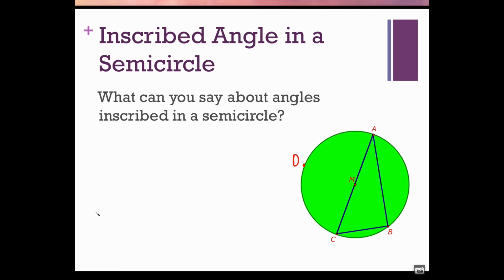Let's review. You've told me that B is on the circle. You've told me that arc ADC is 180 degrees. So what you haven't told me yet is what's the relationship between the angle and the arc when the vertex is on the circle? Which is what we've been doing in this whole slideshow.